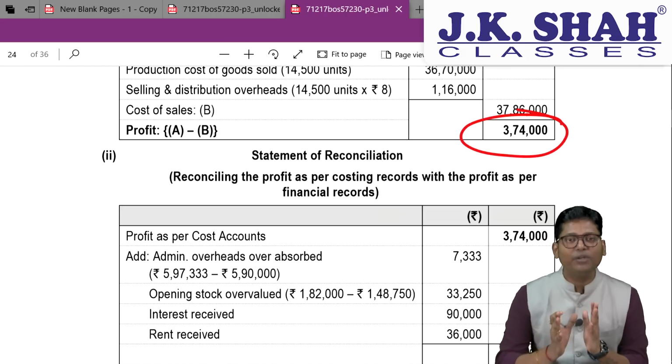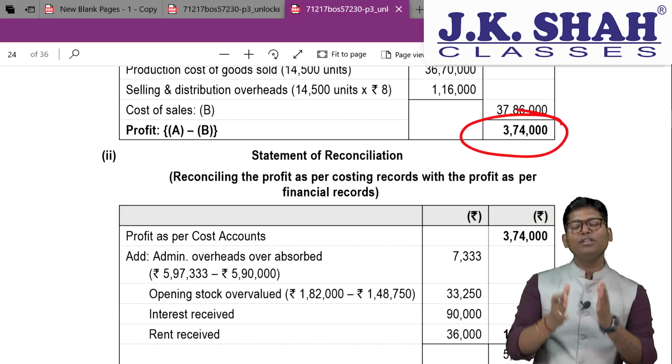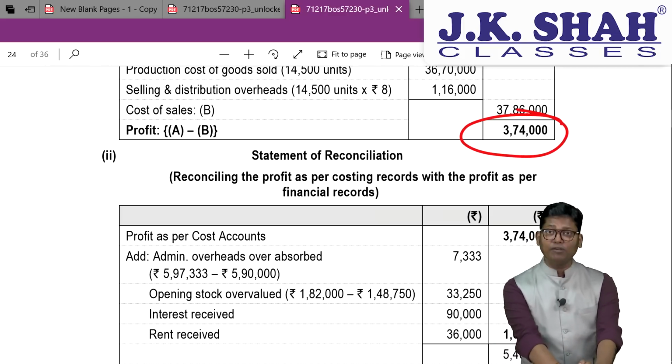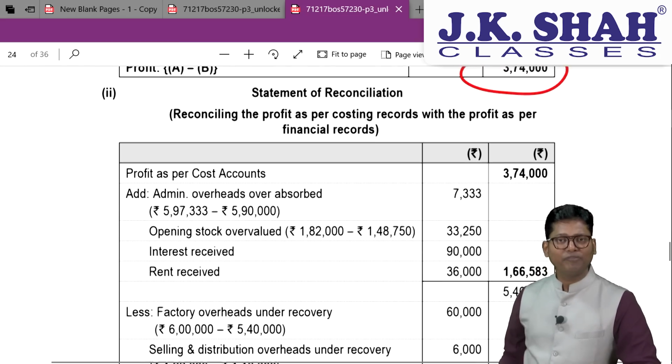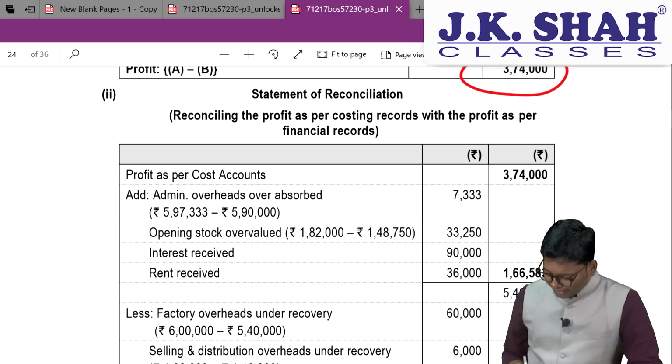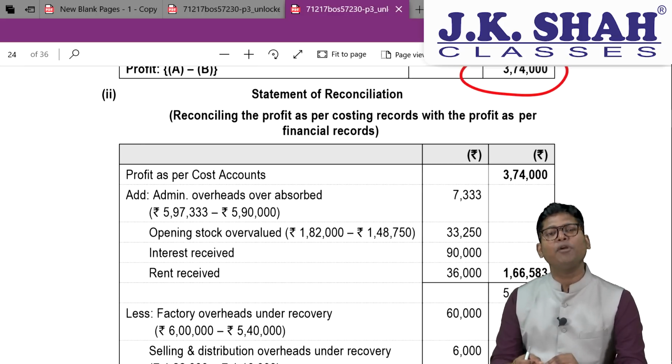Alternatively, the easiest way to calculate the profit as per cost record is preparation of the cost sheet. Strictly follow the format of the cost sheet, strictly follow the rules of the cost sheet. You are going to get the same profit in your cost sheet, and once these profits are available with you, you can start your reconciliation statement with any profit, any profit you can use.